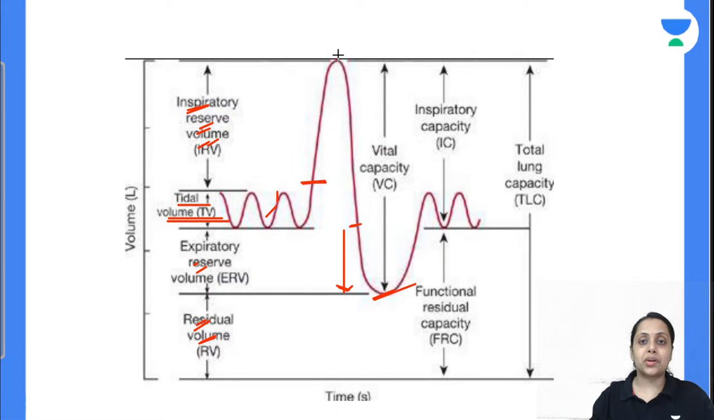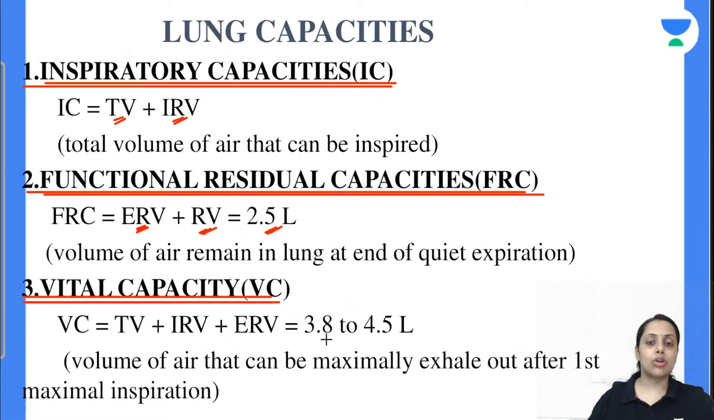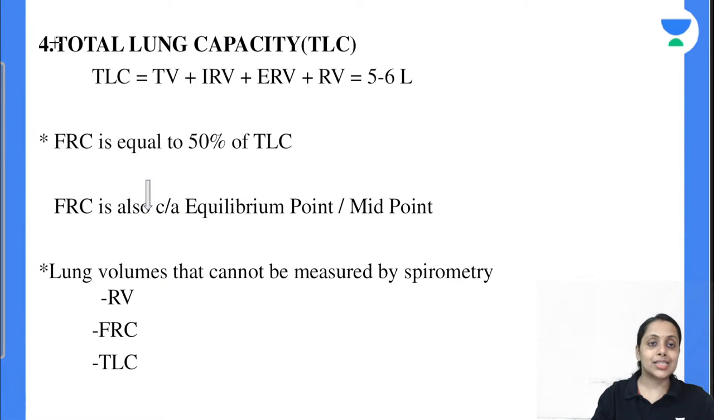So after maximal inspiration, we have reached here. After maximal inspiration, what we can maximally exhale is the inspiratory reserve volume plus tidal volume plus expiratory reserve volume. So this is our vital capacity. Is this clear? So vital capacity is a summation of inspiratory reserve volume, tidal volume and expiratory reserve volume. Its normal value is 3.8 to 4.5 liters.